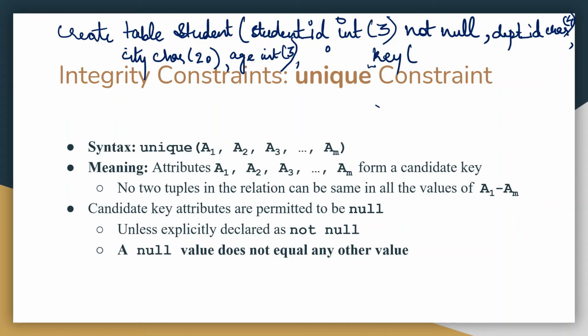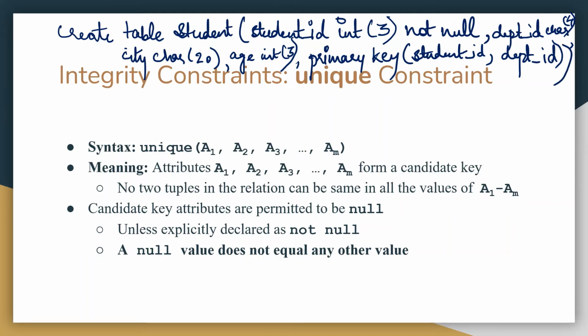Let me just make it a bit clearer. Yeah, so I would write primary key, and then I would write student ID comma department ID. Okay, and then this is the closing bracket for this student table. So this is how I have defined the student relation, and I have also specified the not null constraint and the primary key constraint. So this is how you do it.